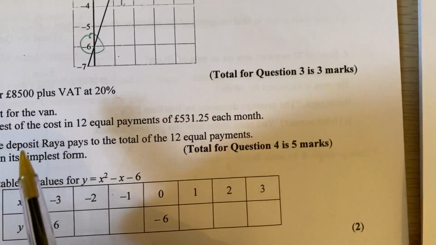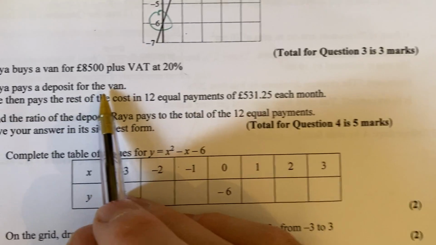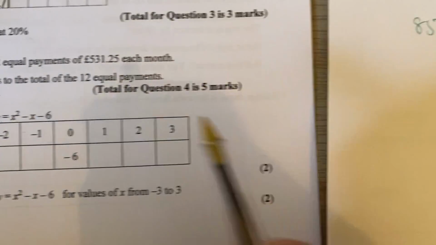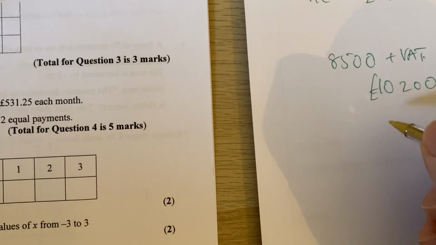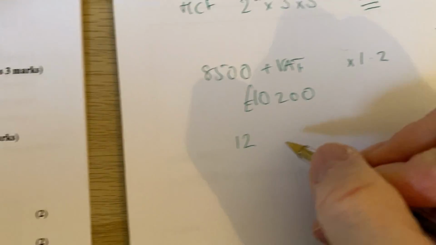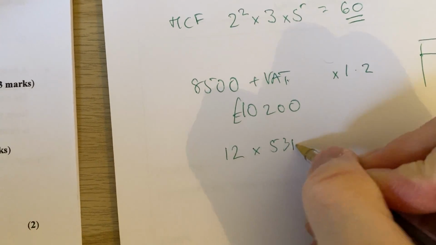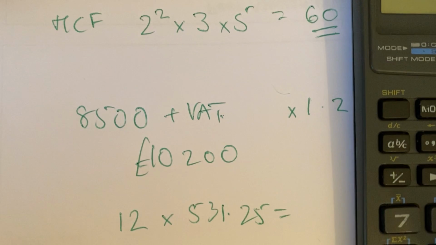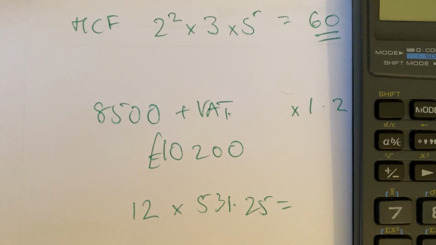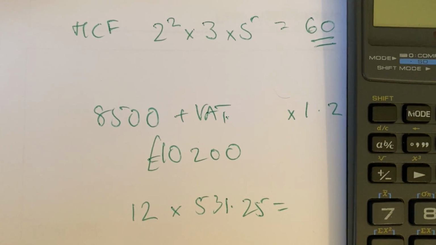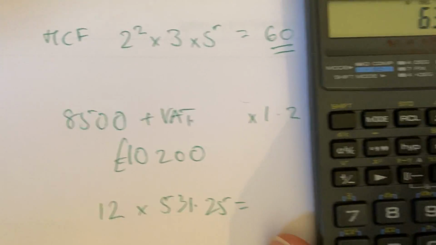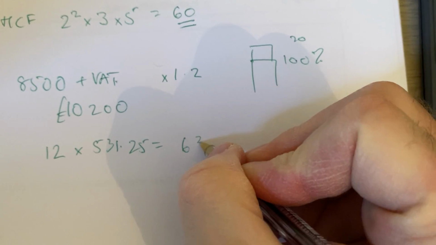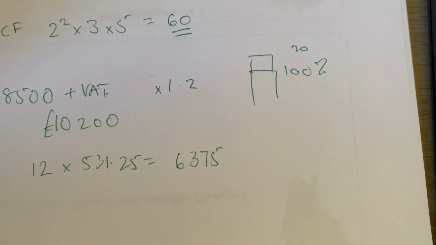Now they pay a deposit of the van. We don't know what it is, but then we know that the rest is in 12 equal payments of £531.25p. So that's 12 lots of 531.25. Now I can work out what that cost is there. So I do 12 times 531.25, and that equals 6375. So that's how much she pays.